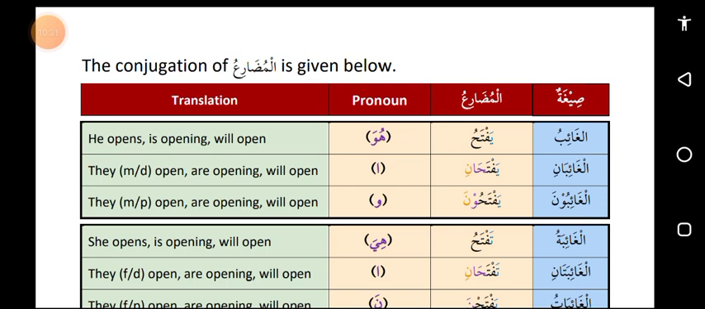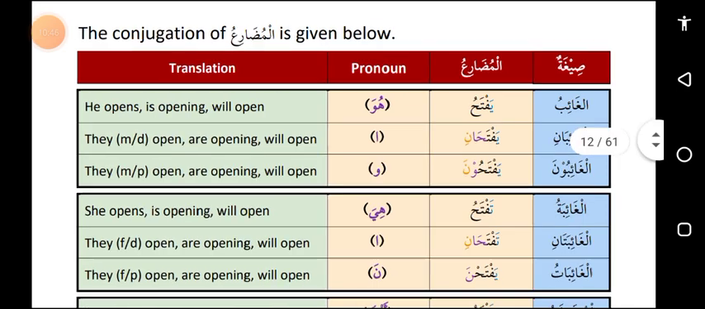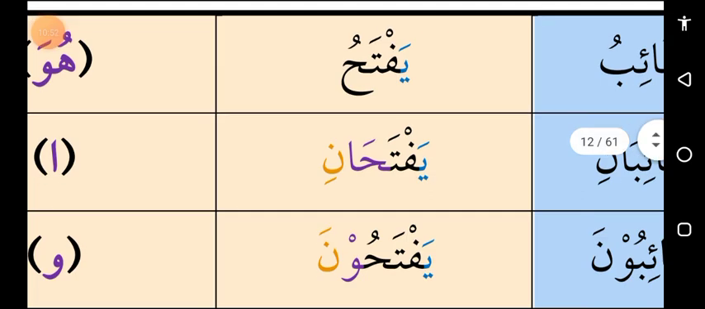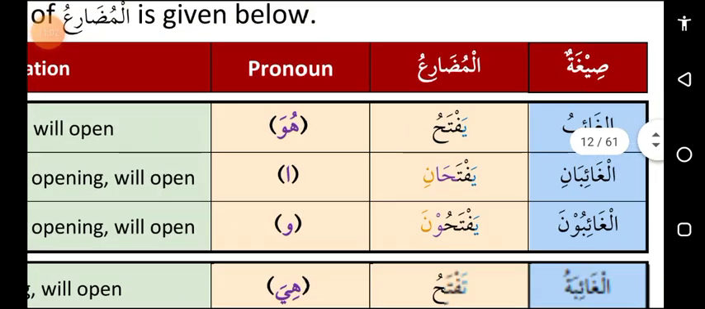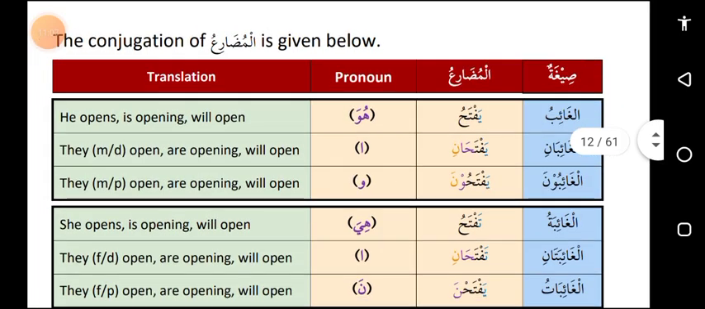So the conjugation of fi'l al-mudari is given below. Here we have the conjugation just like the fi'l madi. We have it in fi'l mudari, right? The first one is yaftahu, of course. Yaftahu, yaftahani, yaftahuna. Observe the colors in these sigas. When we say yaftahu, the ya is the alamat fi'l mudari, and then yaftahu, yaftahani, and yaftahuna, right? So yaftahu means he is opening, or he opens, or he will open.